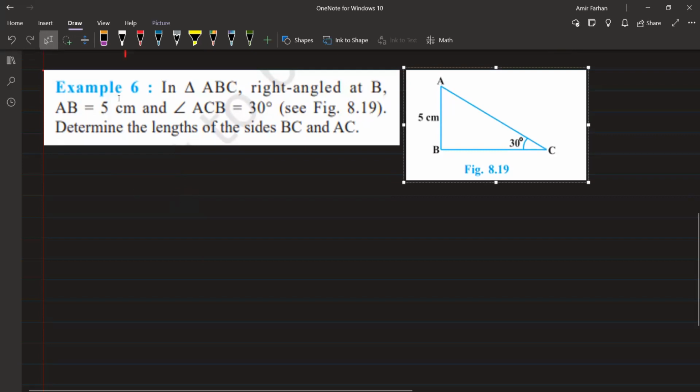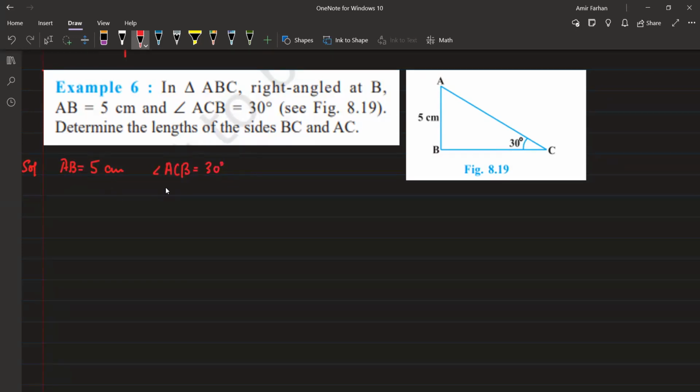Basically, a triangle is given in which one of the angles is theta, which is 30 degrees. You have to find the lengths of sides BC and AC. The length of AB is given, which is 5 centimeters. So let's find it out. AB is 5 centimeters, and angle ACB is 30 degrees.